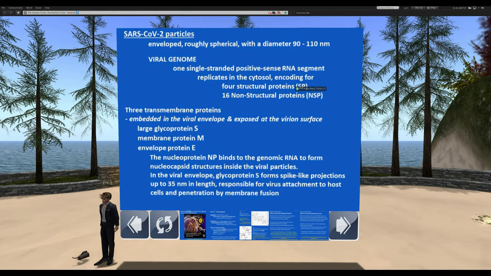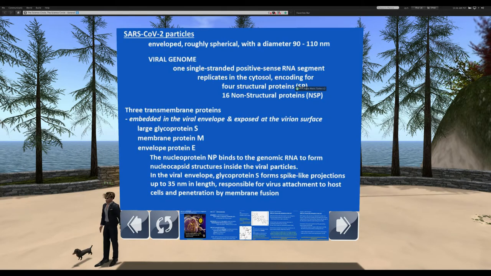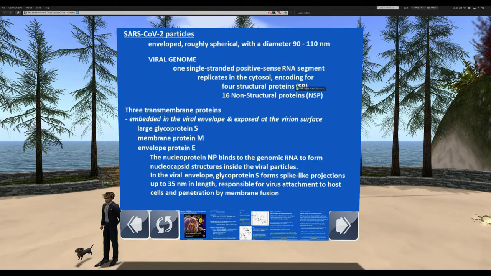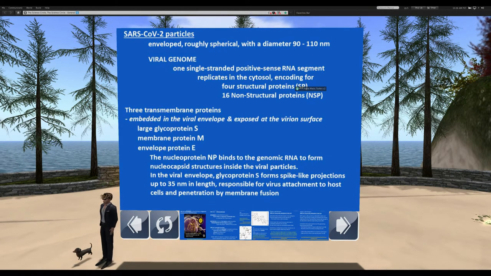As I said, with any type 4 virus, it's a single strand, positive sense RNA that's in this little container that has a complex hookup to target cells and releases its cargo. This codes also for 16 non-structural proteins, and it's beautifully complex, and more is understood about it than was last February.